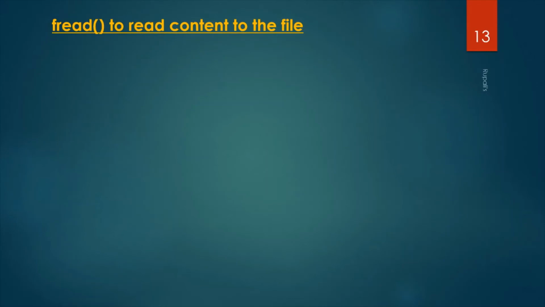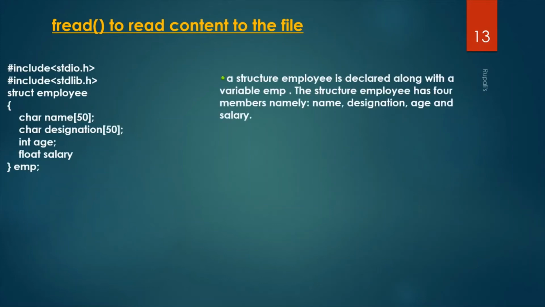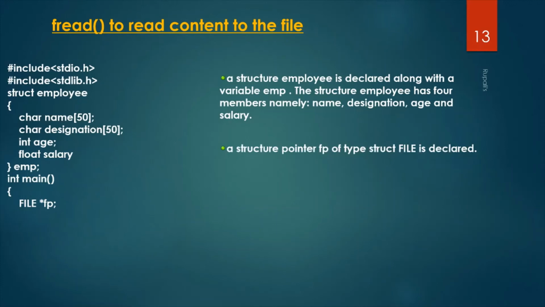Take one programming example of fread. How fread is used to read the content of the file in binary mode. See, here a structure employee is declared along with the variable EMP. The structure employee has 4 members, namely name, designation, age, and salary. Now in main there is one file pointer fp. fp points to the address of the file structure from which we want to read. So a structure pointer fp of type struct FILE is declared here.